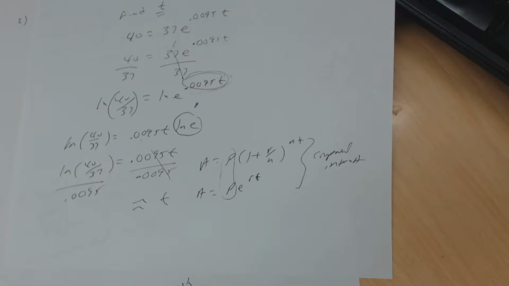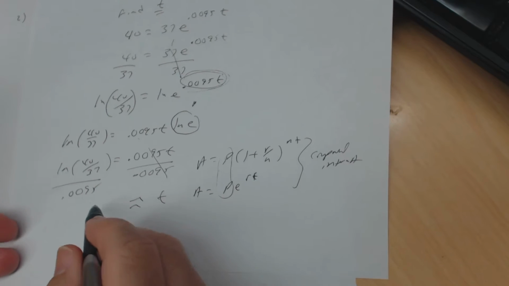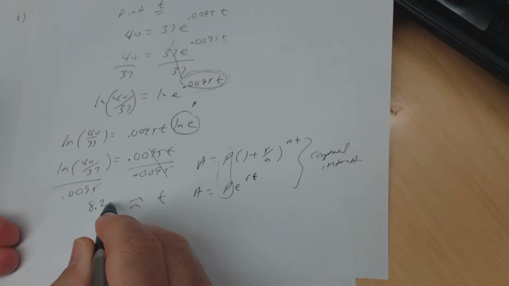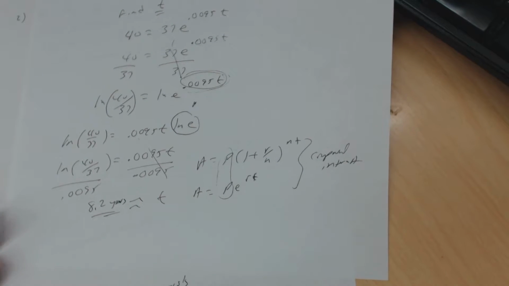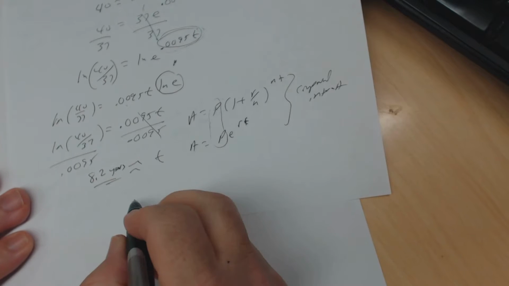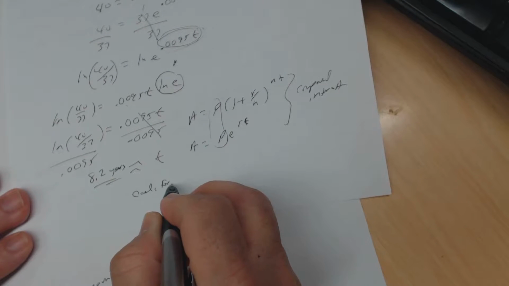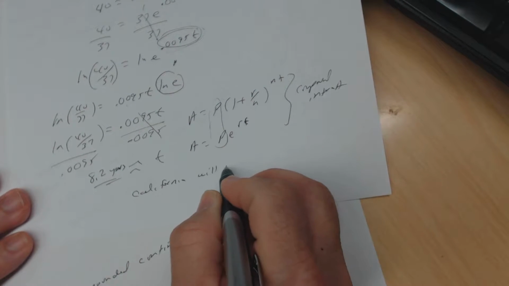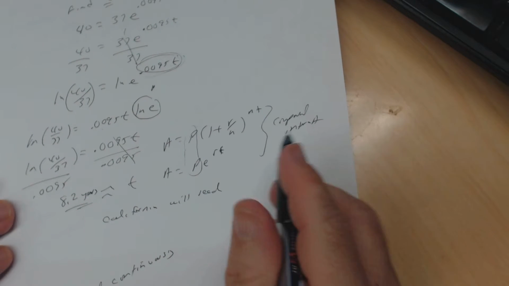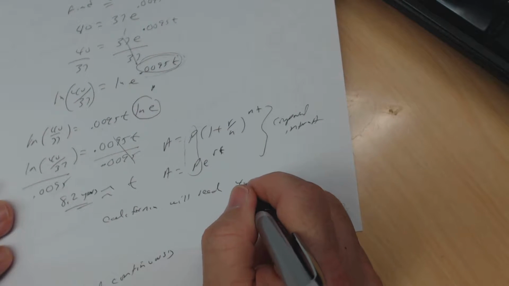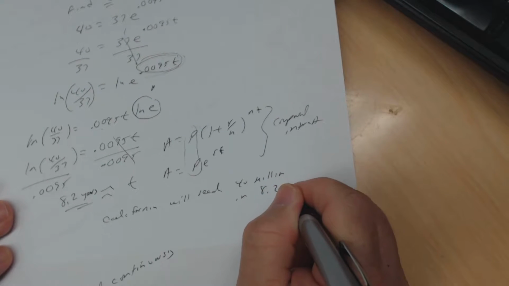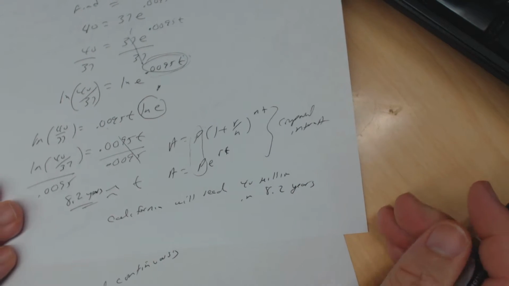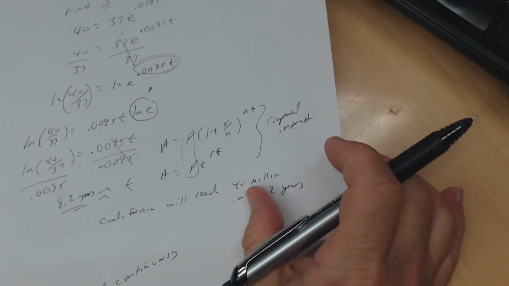Okay, so then we divide by 0.0095, and so t is going to be 8.2 years. So that's your answer. So in 8.2 years, California will reach 40 million. Okay? Alright, so that was number 1.